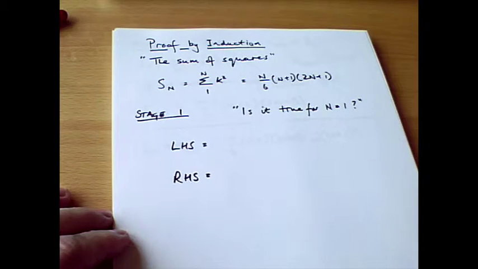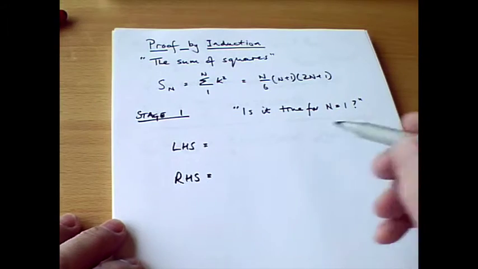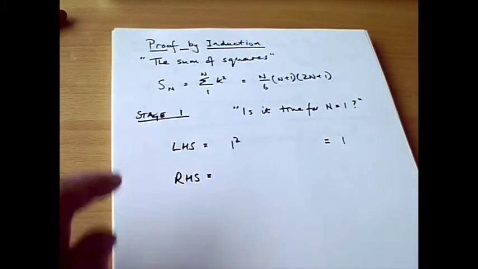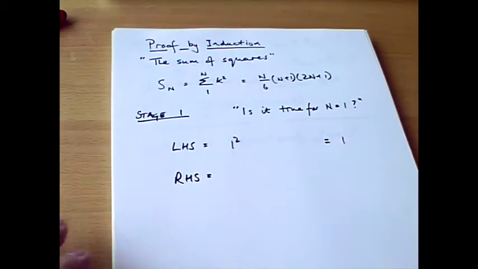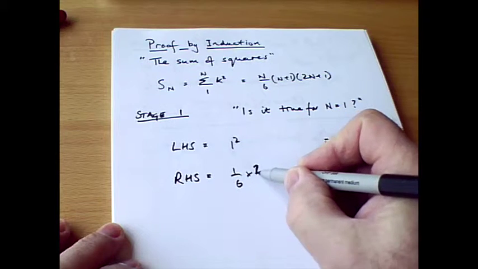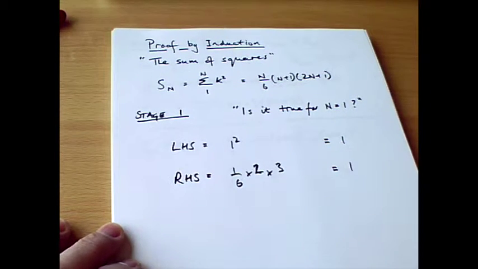Is it true for n equals 1? This is easy. The left hand side here will be just the list, in this case equal to 1. The right hand side will be the formula. That's 1 over 6 into n plus 1 into 2n plus 1. That's 1. It seems to work. Mathematically, that's all you'll need.